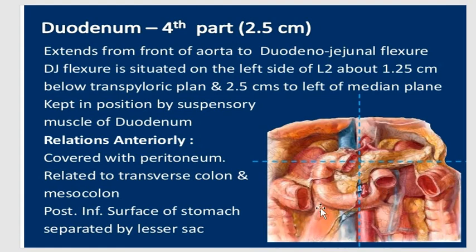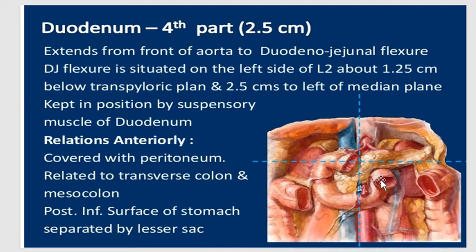L2 vertebra, because this was the lower border of L3. So this whole duodenum is situated opposite L1, L2 and L3. This third part is the lowest most, so it lies opposite the lower border of L3 vertebra. This duodenojejunal flexure is a little higher, so it is lying at the level of L2 vertebra on the left side, okay, and 2.5 centimeters to the left of the median plane. So this is the duodenojejunal flexure, where it continues with the coils of jejunum.